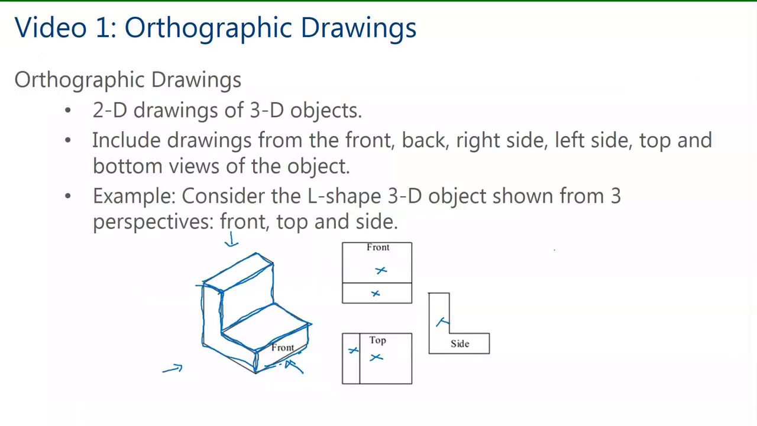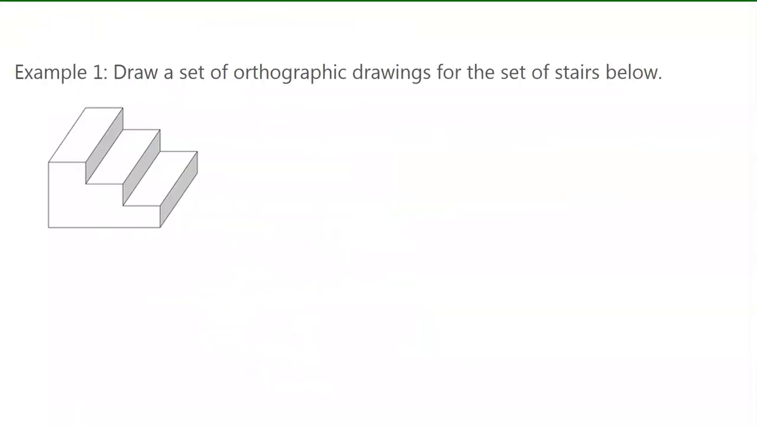So now let's look at example 2. It says, draw a set of orthographic drawings for the set of stairs below. So let's just say that this part of the stairs here is the front. So what would you see when you looked at the stairs in the front? I would see these three rectangles.